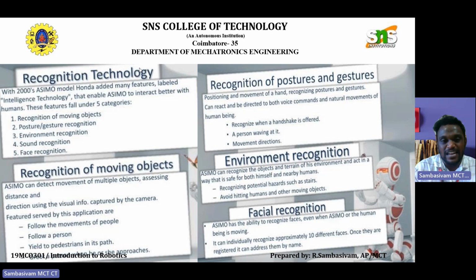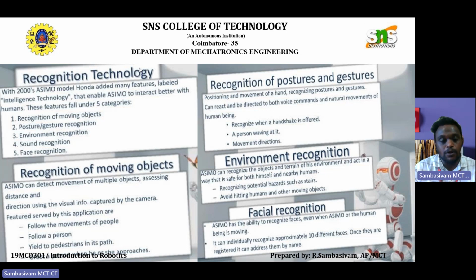Apart from that, environmental recognition covers potentially hazardous areas such as stairs, and avoiding hitting humans or other moving objects. These are the environmental recognition conditions that keep things safe for both humans and robots. And finally, the facial recognition.